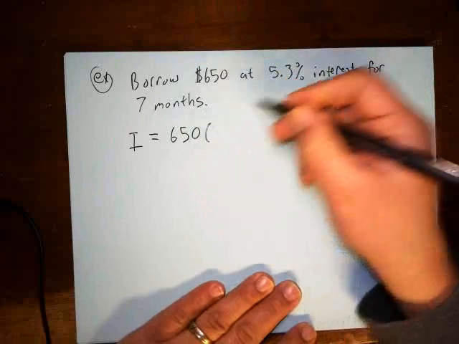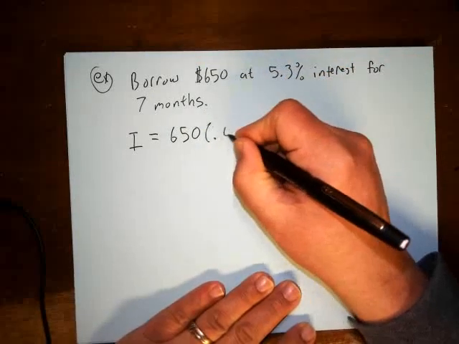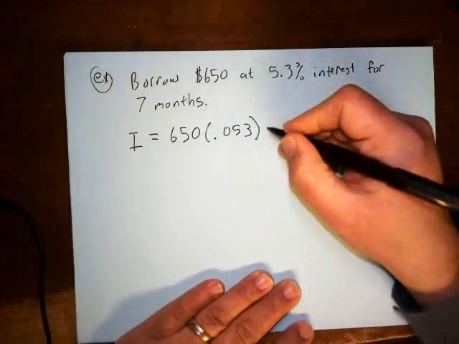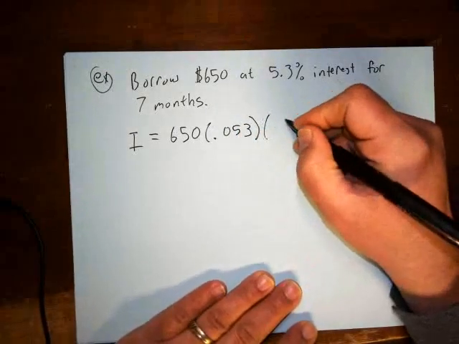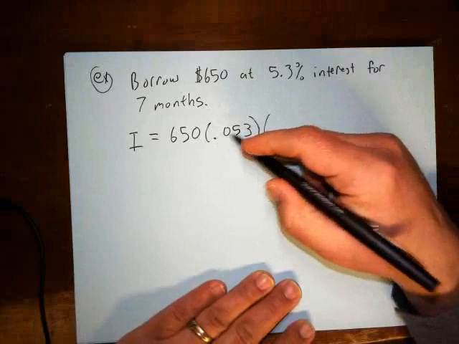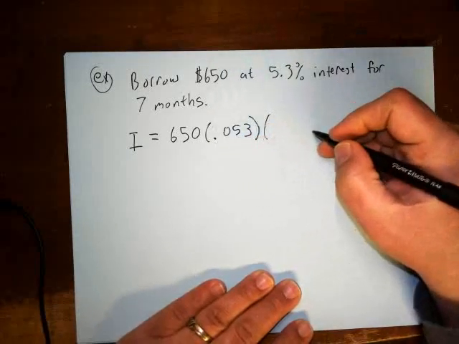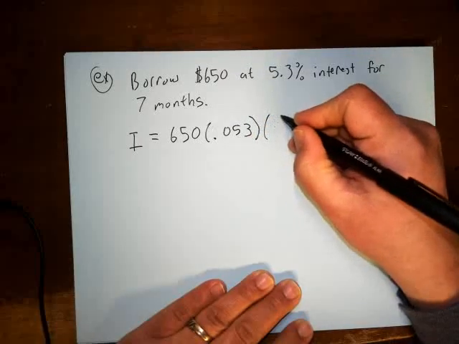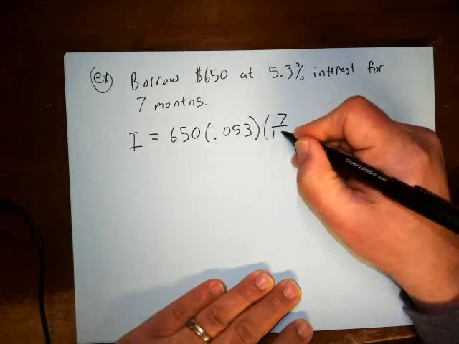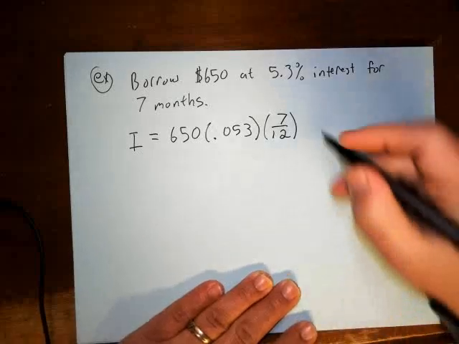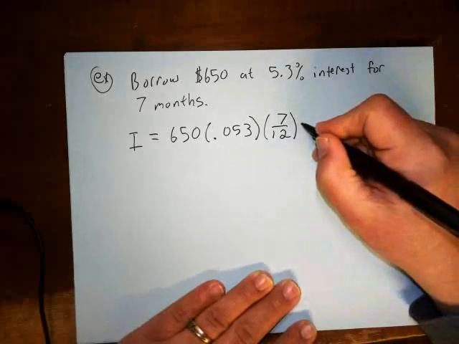Okay, so to calculate the interest, I take the principal, $650, times the rate, 0.053, so I'm converting that to a decimal, and then I'm not going to just multiply by 7, because then that would be like the loan lasted 7 years, not 7 months, right? So you don't just multiply by 7, you multiply by 7/12. So it's like 7/12 of a year.